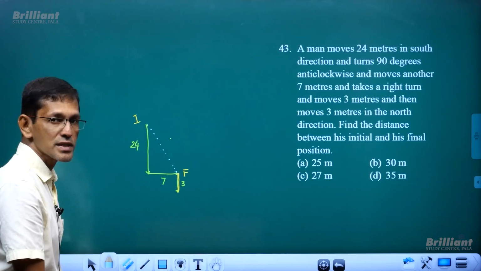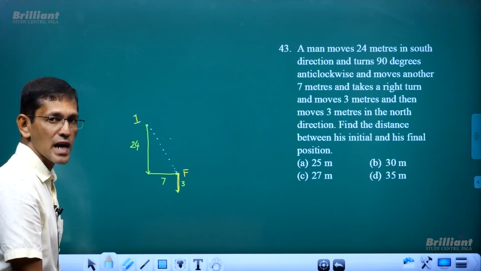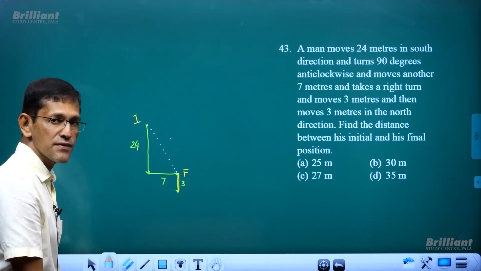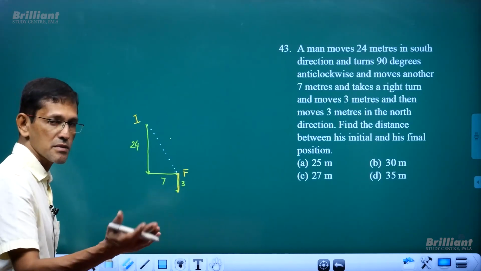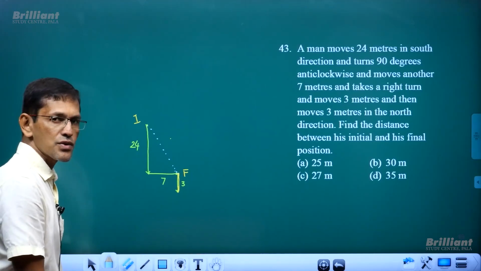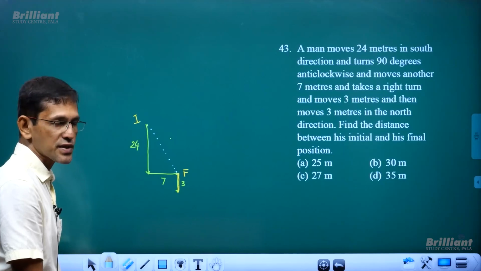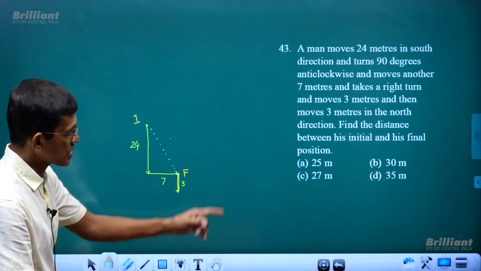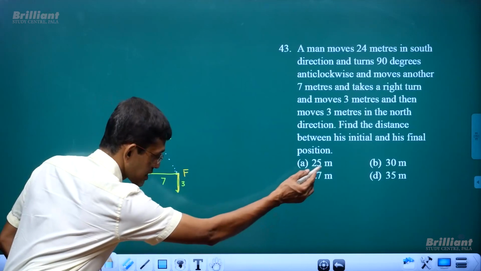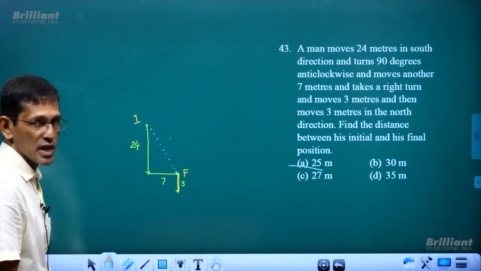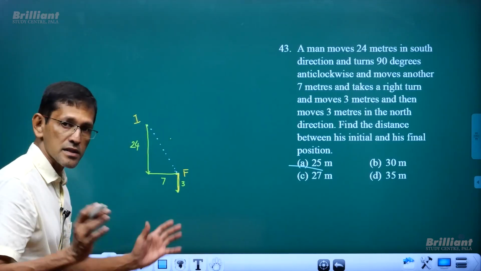24 square is 576. 7 square is 49. 576 plus 49. 575 plus 50, that's the same thing, right? So 575 plus 50, what do you get? 625. So root of 625 is the answer. Root of 625, that is 25 meters. So that's the answer. Again, a straightforward question.